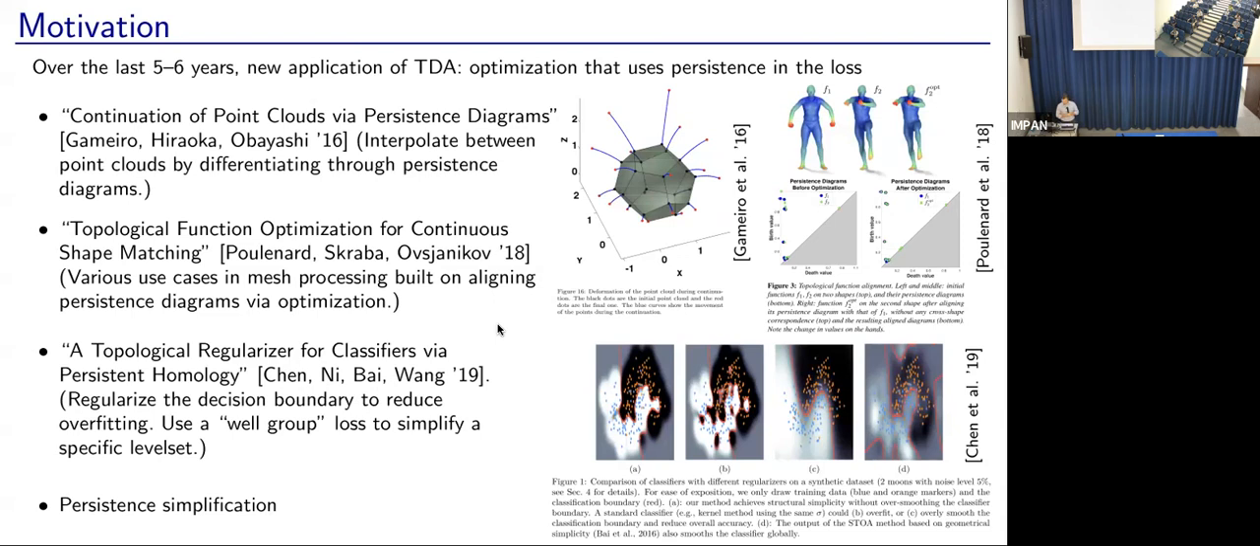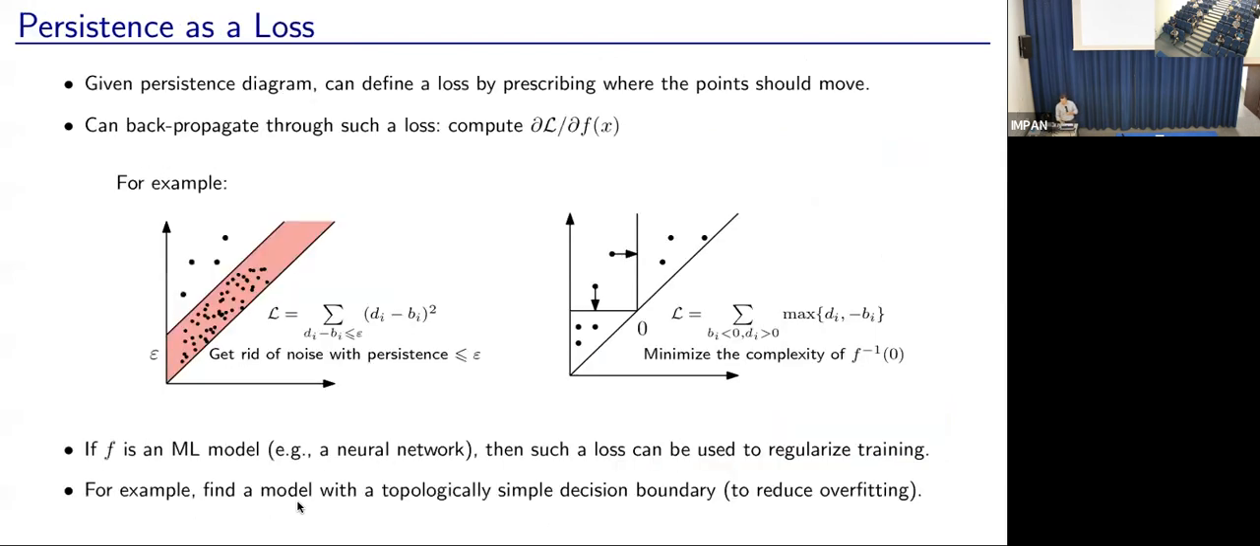So let me explain, and then there is a persistence implication which I'll come back to. Let me explain this idea in some detail, maybe just so that there are some more concrete examples. For the kinds of losses that one could use, for example, if you have a persistence diagram, you can say that I want to get rid of all the points that are closer than epsilon to the diagonal.